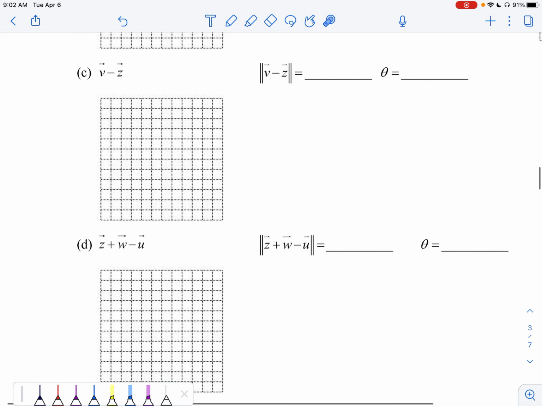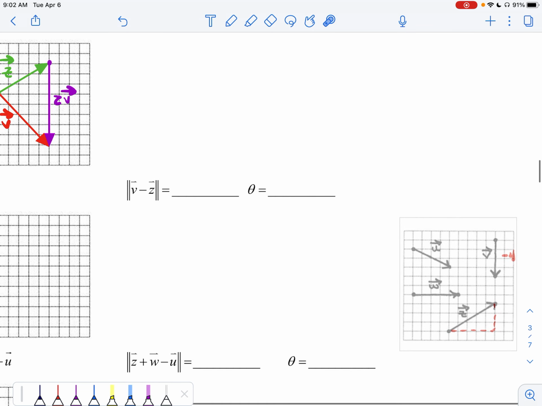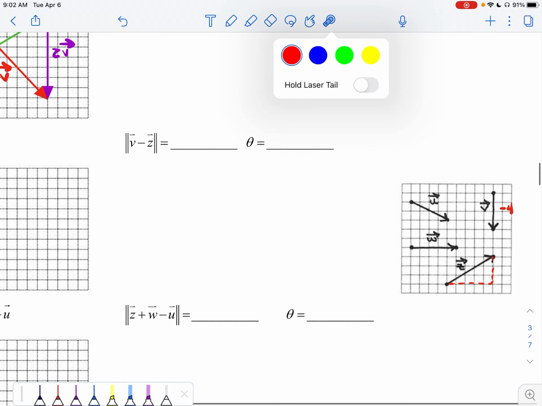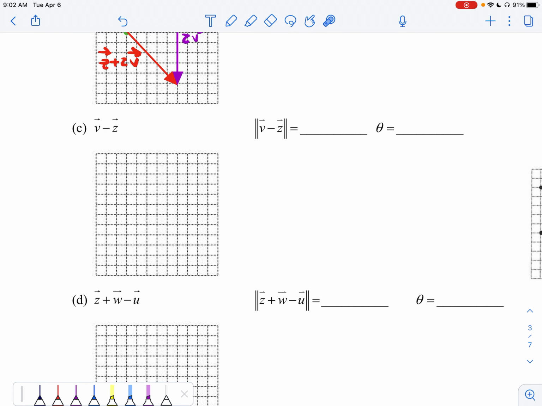All right. C, we have v minus z. This is the first time we're subtracting vectors. So for v minus z, we're going to start with our vector v. That's this guy right here again, which we said was 4 units down. So start with our vector v, 1, 2, 3, 4 units down.